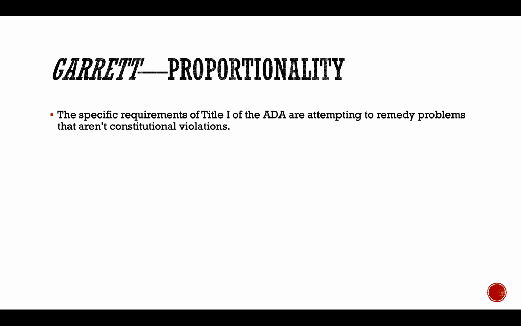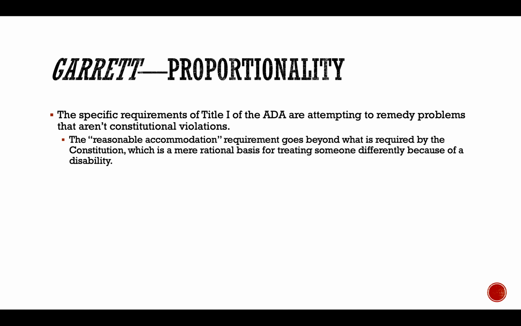So here, what does the court say about the narrowness or the proportionality of the statute? Well, the court says that the specific requirements of Title I here are attempting to remedy things that really aren't constitutional violations. So the reasonable accommodation prong that I mentioned on the first slide, right? According to the statute, it's discriminatory conduct to fail to make reasonable accommodations.